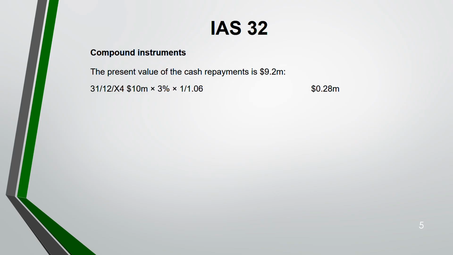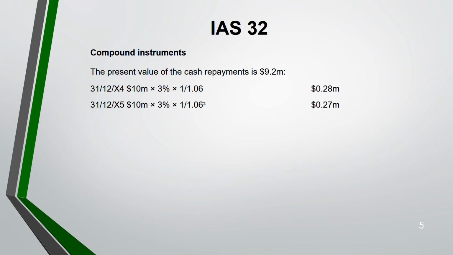So your cash amount is 10 million. Often they will give in the question the interest rate, the amount, everything will be given. You just have to do the calculation. So 10 million into 3% into 1 divided by 1.06, because for the first year, end of 31st December 2004, only 1 year. Why 1 divided by 1.06? Because 6% is the interest. You are discounting now. So if you discount 3% of 10 million, it is 0.28.